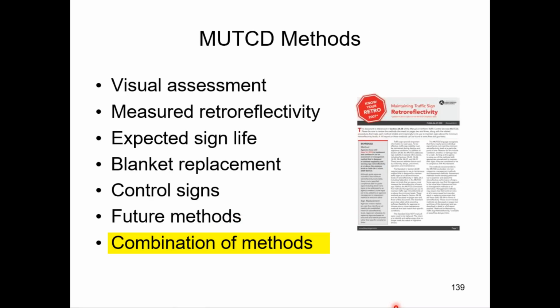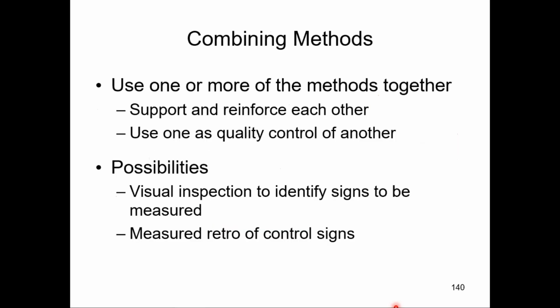And then they also provide for combination of methods. And a number of agencies use this. Some agencies may use nighttime visual inspection, but then measure selected signs with a retro gun to kind of confirm that they're getting good results from their nighttime visual inspection methods. Kind of, as it says there, use one as a quality control of another. And maybe some of you are using kind of a combination of methods like this. I think this has a lot of benefits.